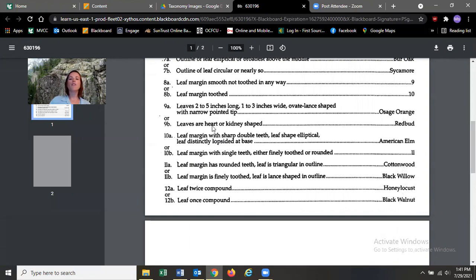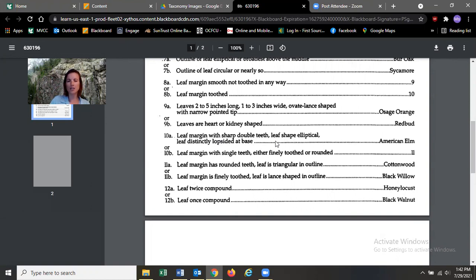10. Leaf margin with sharp double teeth, leaf shape elliptical, leaf distinctly lopsided at base. That's a lot. That is a mouthful. I'm not sure. Let me take a second look. Let me check out B first. Leaf margin single teeth. Well, right there I already know. I am not B, which means I must be A, because I have double teeth, not single teeth.